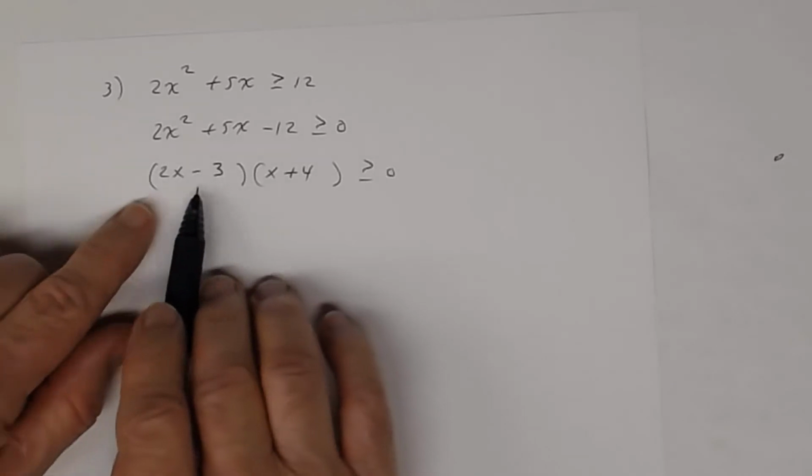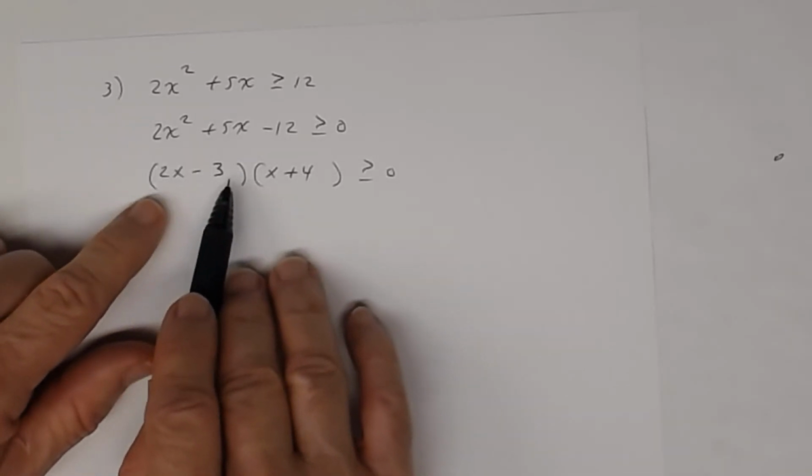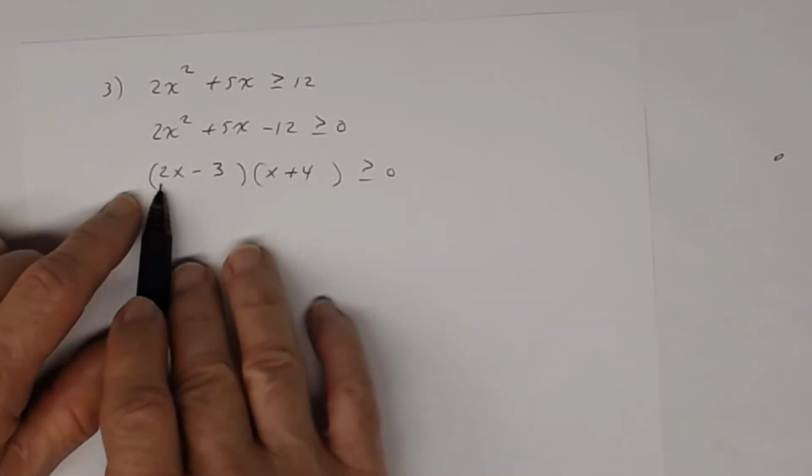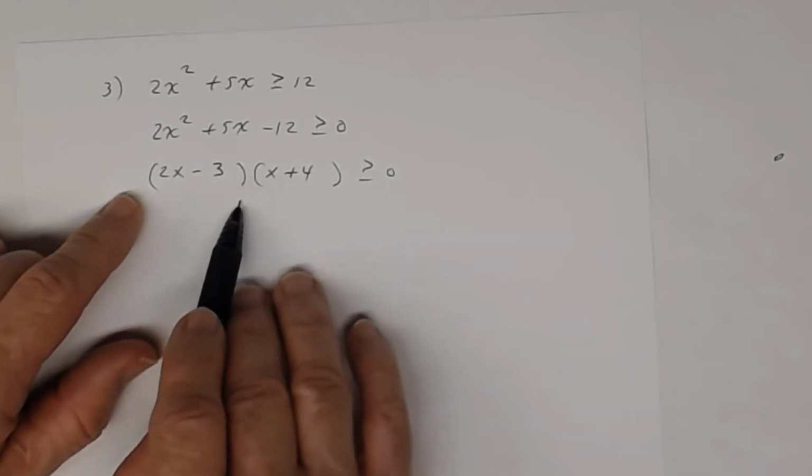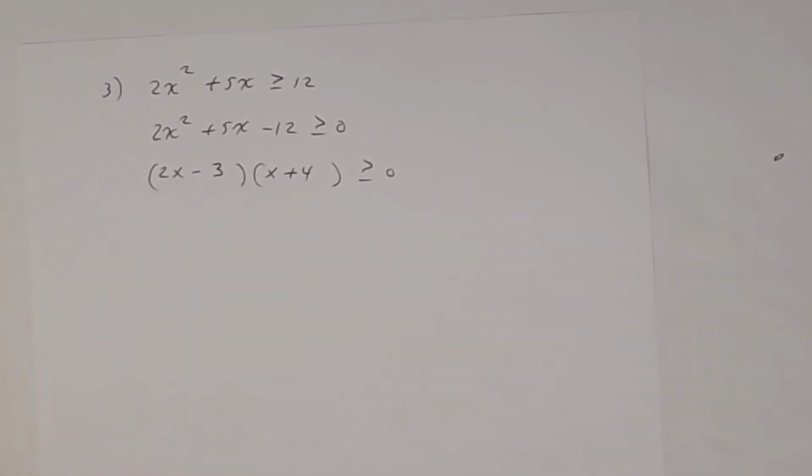So let's double check. 2x times x is 2x squared. Negative 3 times 4 is a negative 12. The outer is a positive 8x. The inner is a negative 3x. And when I add them up, I get 5x. All right, so I factored it correctly.